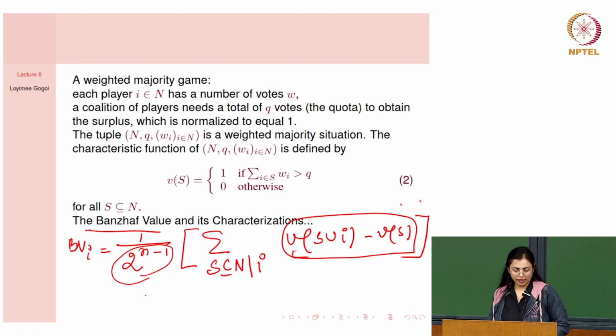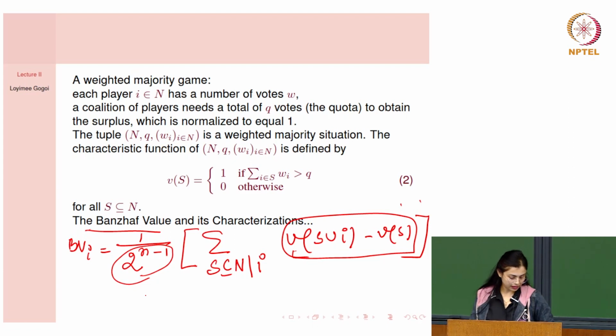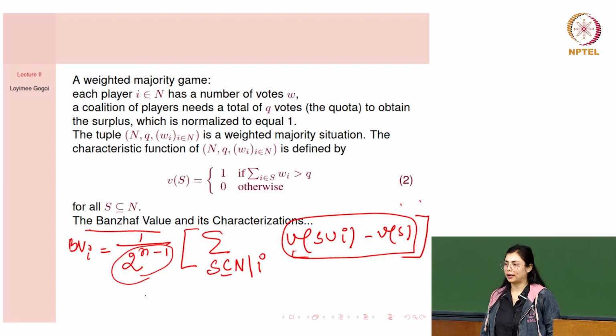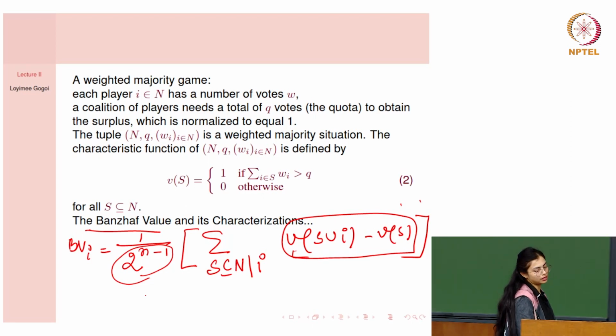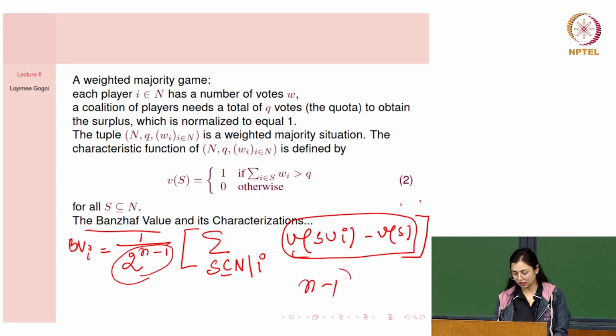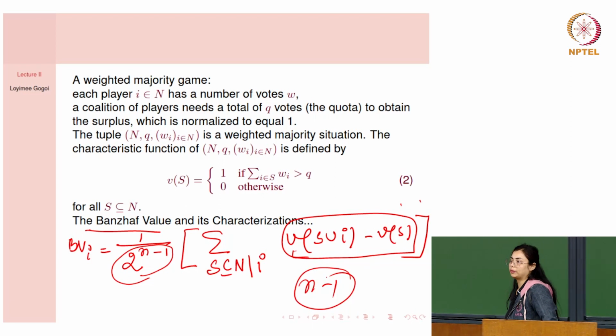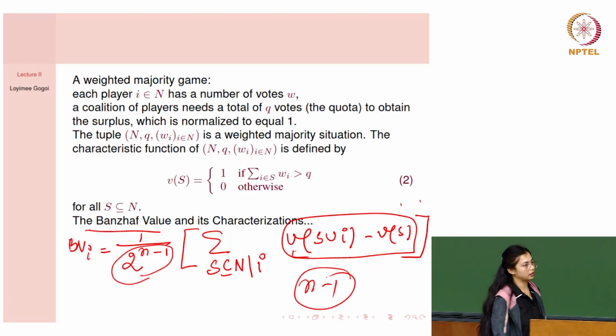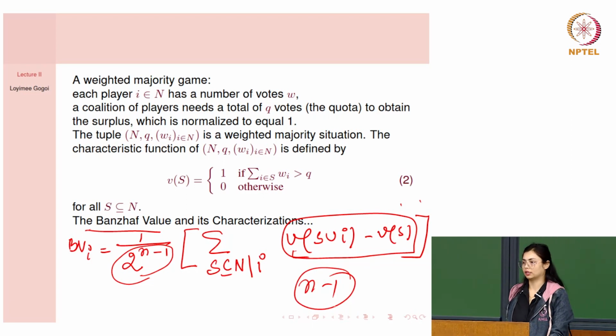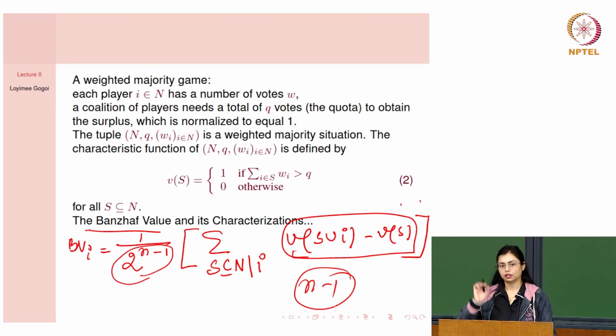We can say that we are not considering that particular player i. We are going to consider that there will be n minus 1 players, and it will be the total number of coalitions in that set. It is 2 to the power n minus 1, including the empty coalition, right? Okay.